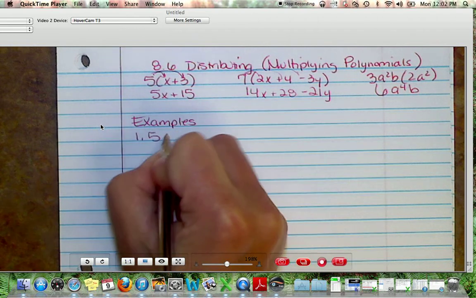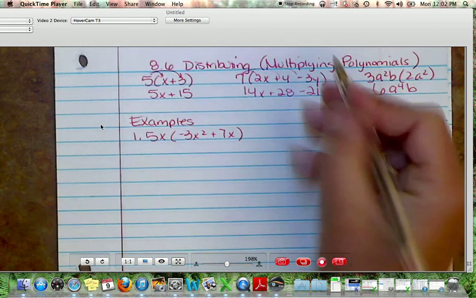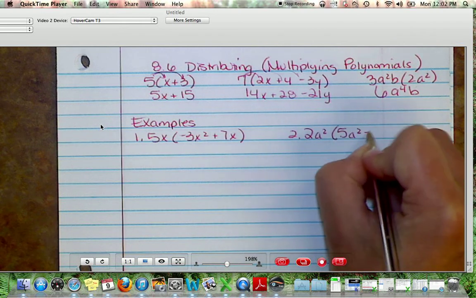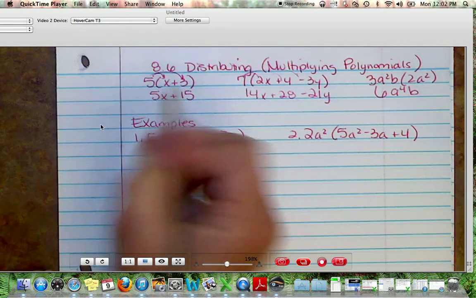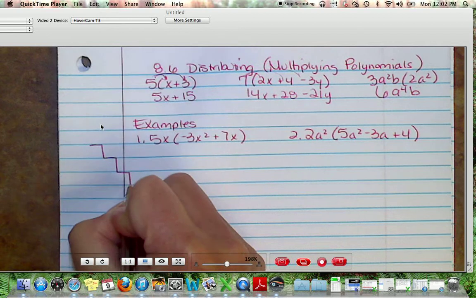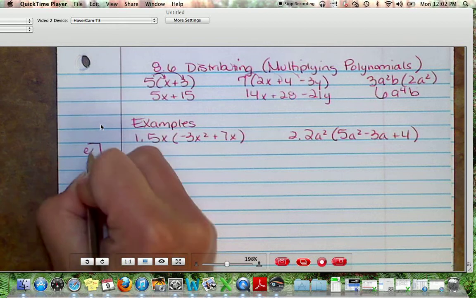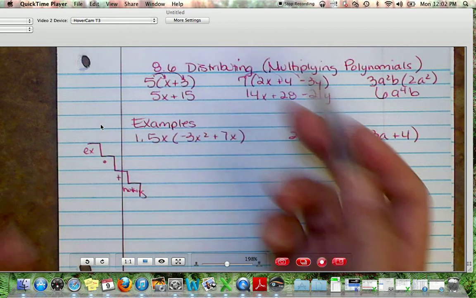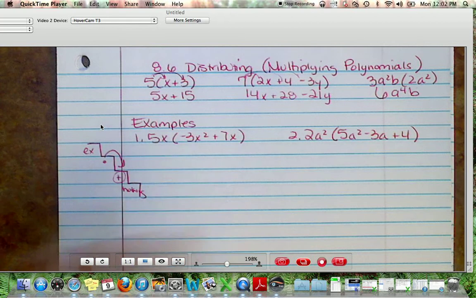Number 1, 5x times negative 3x squared plus 7x. And let's go ahead and write number 2 down. 2a squared times 5a squared minus 3a plus 4. We want to keep in mind our whole stair-step thing going on here. These are going to be multiplication problems. So we've got exponents, multiplication, addition, nothing. So distributing is a form of multiplying. So we're going to be at this step every time, which means we're going to be adding the exponents every single time here. So just be careful with that.